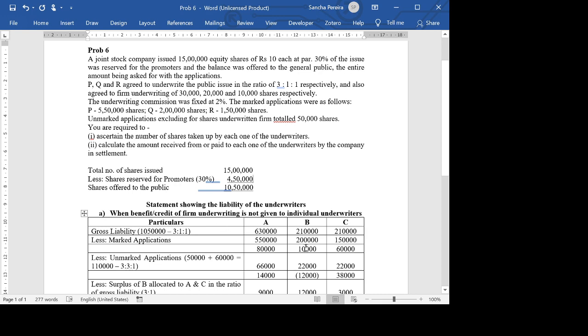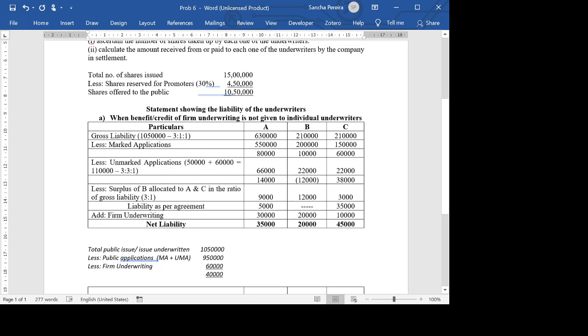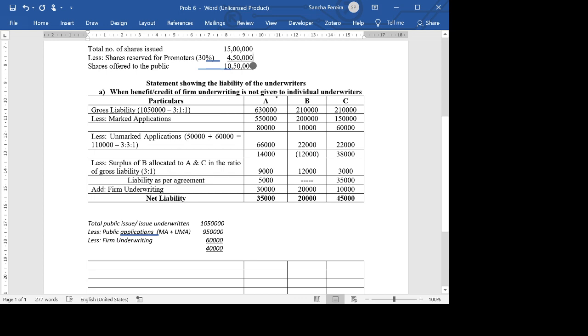Okay, so that's why we have started this. We minus the mark. We've decided to solve also under benefit of credit not given. So that's why we have added the firm application to the unmarked applications, divided the ratio of gross liability, and that's how we come to this. Okay, so that's the first statement.